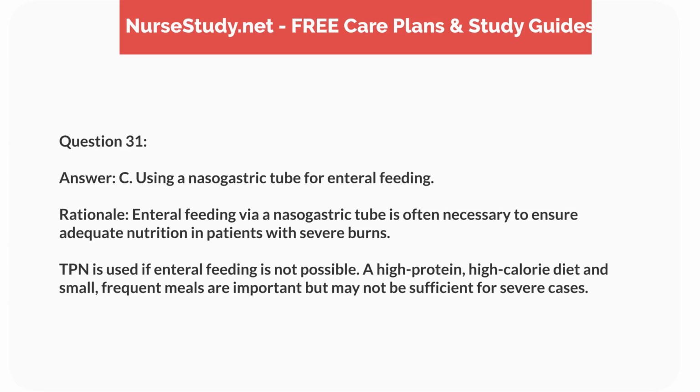Answer: C. Using a nasogastric tube for enteral feeding. Rationale: enteral feeding via a nasogastric tube is often necessary to ensure adequate nutrition in patients with severe burns. TPN is used if enteral feeding is not possible. A high-protein, high-calorie diet and small, frequent meals are important but may not be sufficient for severe cases.